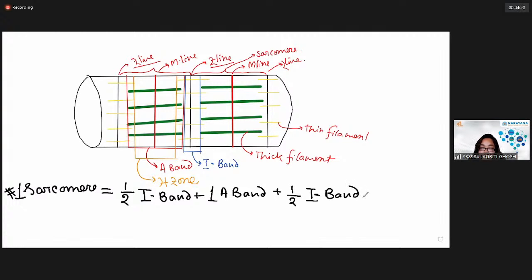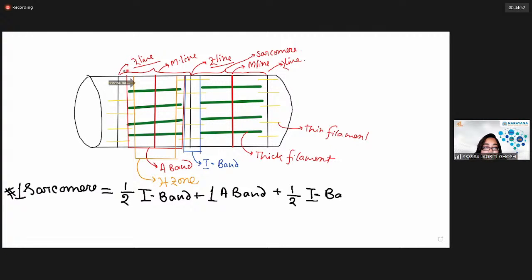Now let's see if it is properly understandable or not. So one sarcomere means this area, this entire area. This area is one sarcomere. So in this sarcomere, this part is half I band.